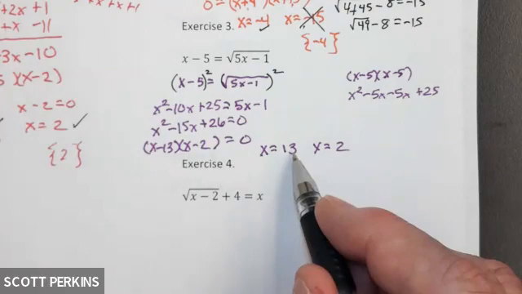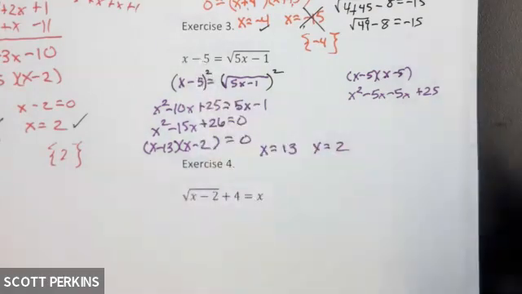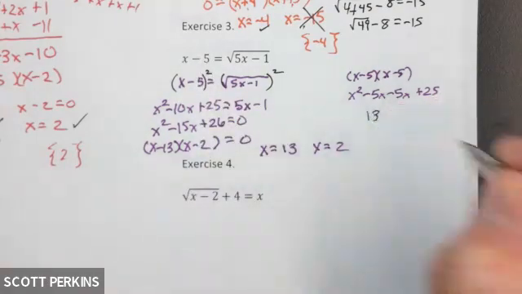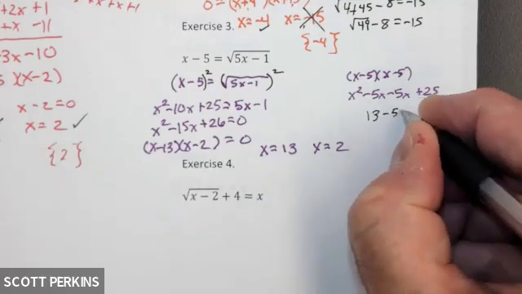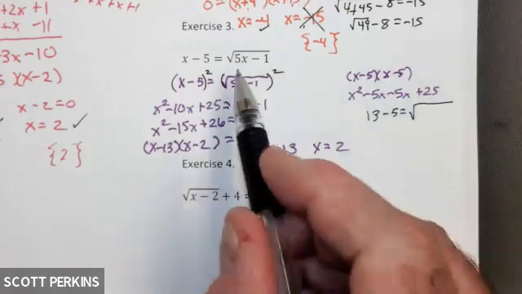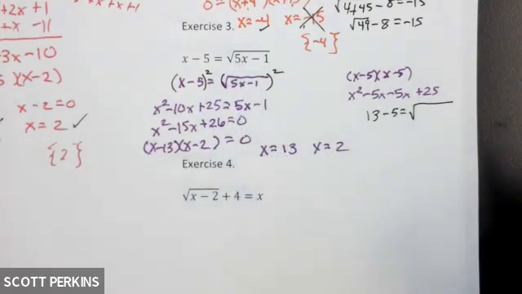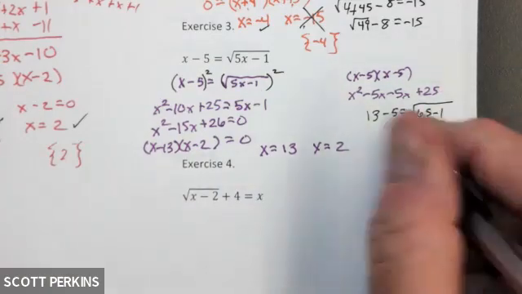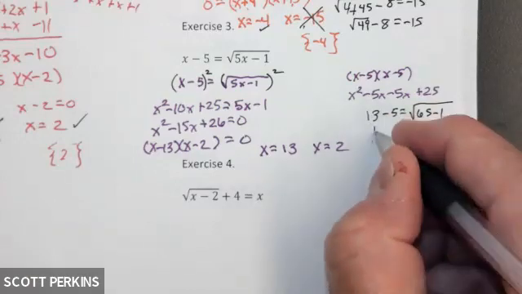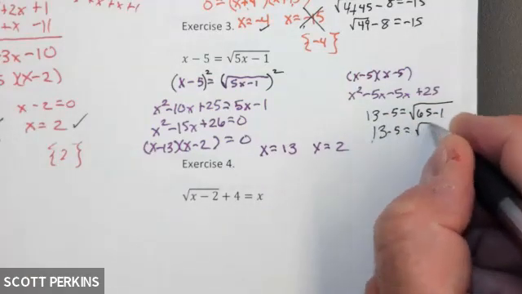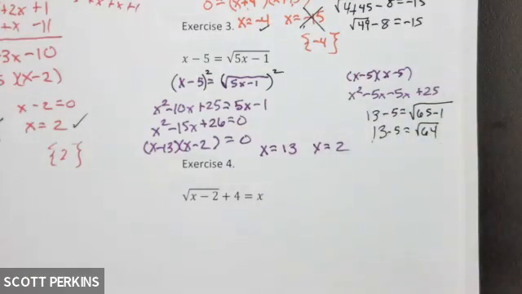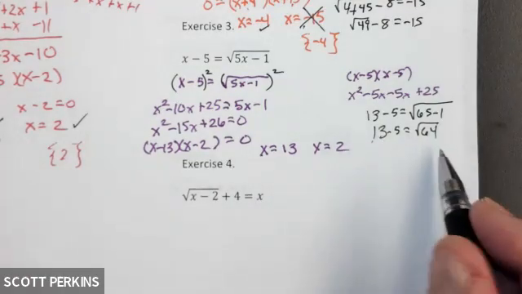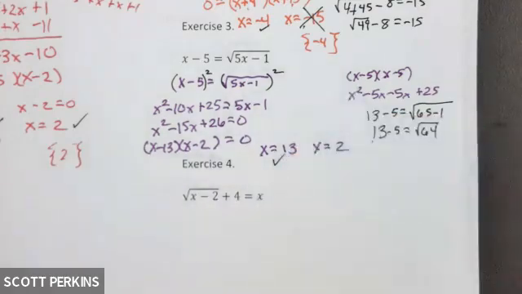I'm going to check both of these answers now, make sure they work out. So the first one's 13. I'm going to put 13 in up here, and I get 13 minus 5 is equal to the square root of 5 times 13. 5 times 13 is 65. So 13 minus 5 is equal to the square root of 64. Is that a true statement? Yes. 13 minus 5 is 8. Square root of 64 is 8. That's true. So that one checks out.